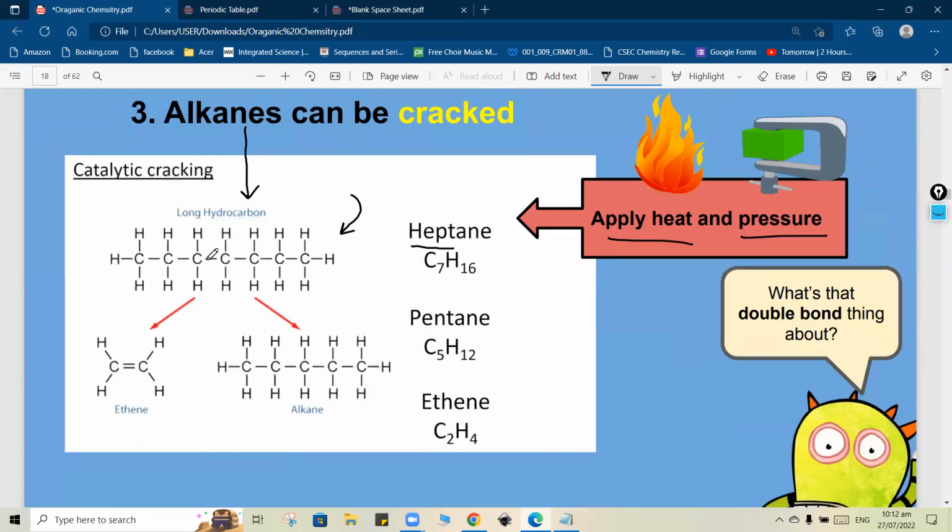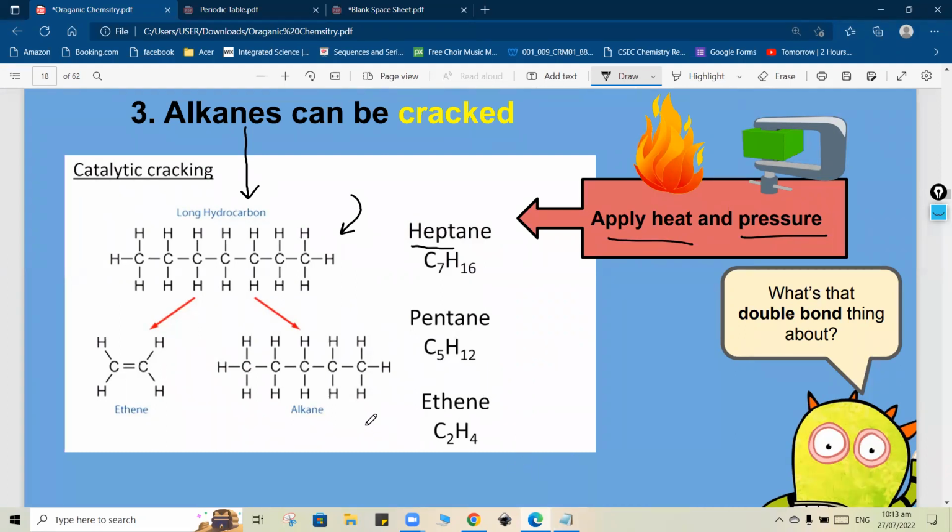When you break this into 2, remember, you started off with 1, 2, 3, 4, 5, 6, 7. When you break it, you end up with 2 pieces. But if you count up the amount of carbons, you still have 7: 1, 2, 3, 4, 5, and 6, and 7. Obviously, if you break something up, you cannot end up with more. You have to end up with the same amount you started off with. But you all notice something funny here?